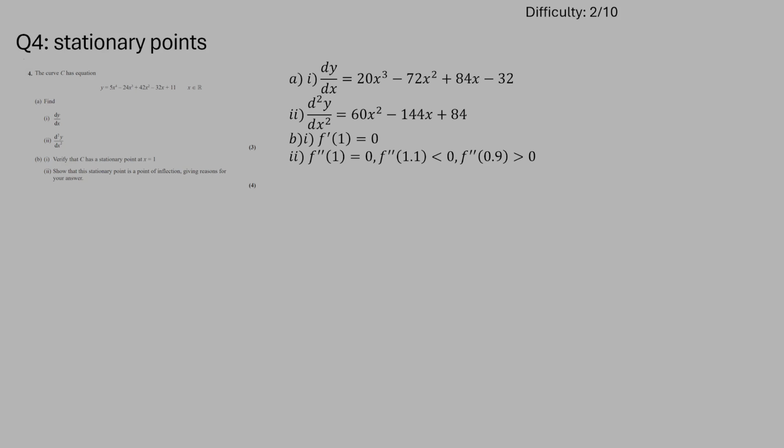So you know that when you substitute 1 into the double derivative, it will be 0, which means that it could be a point of inflection, but you also need to prove that the points next to it are increasing and decreasing respectively. So you substitute 1.1 and 0.9, and we can see that one of them is above 0 and increasing and one of them is decreasing, which means that it is a point of inflection.